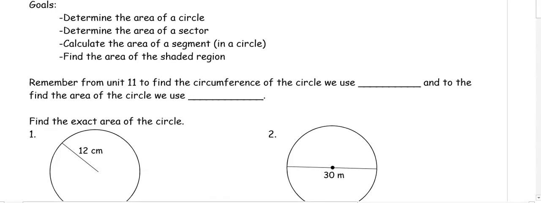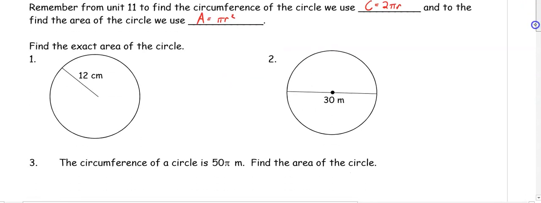In this video, we're going to determine the area of a circle, determine the area of a sector, calculate the area of a segment in a circle, and find the area of a shaded region. So remember from Unit 11, when we're finding the circumference of a circle, we are doing 2 times pi r. And when we're doing the area, we are using pi r squared. So in the first two, we want to find the area of the circle.